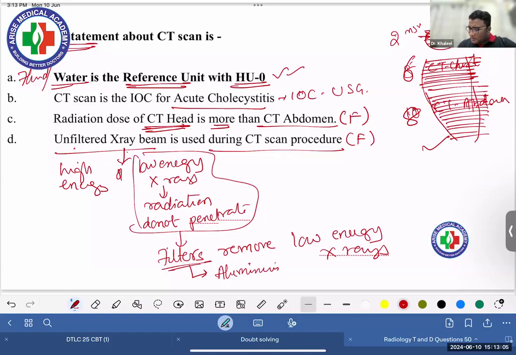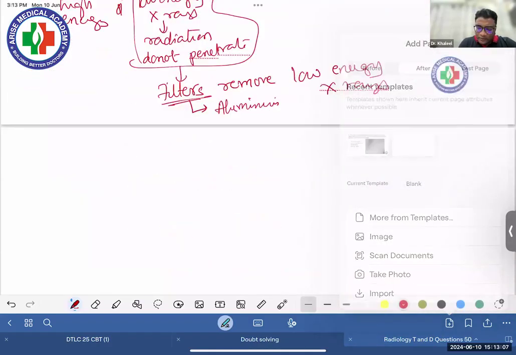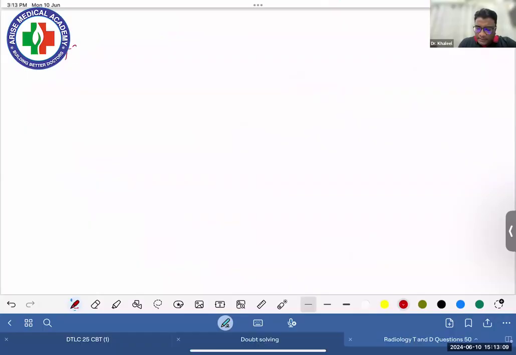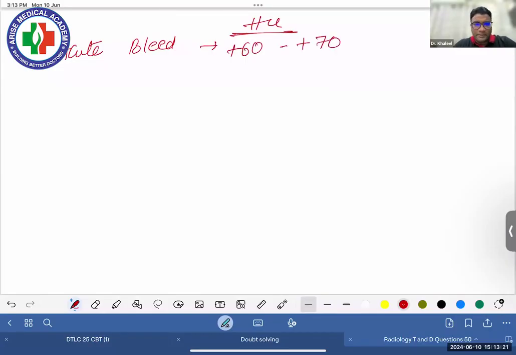Can you tell me what is the Hounsfield unit of acute bleed? Anybody? Anybody revised the acute bleed Hounsfield unit? Plus 62 to plus 70. Do you remember the Hounsfield unit of calcification? Around 200 to 250, right? So around 200 to 250.